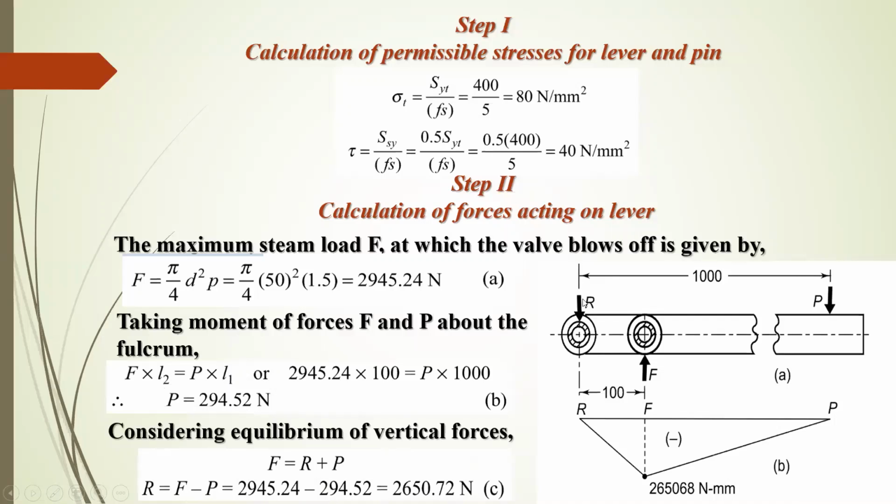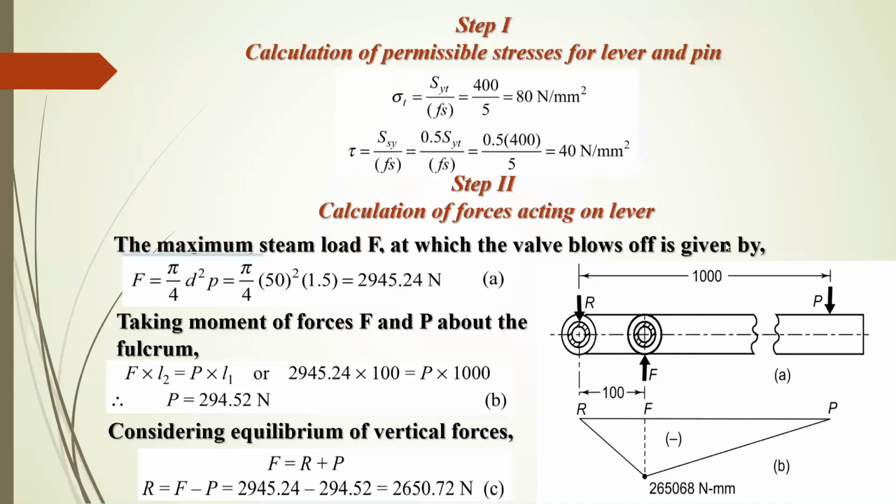So for the equilibrium, F, P and R are the downward forces, and F is the upward force. So F is equal to R plus P, by the equilibrium condition. So R is equal to F minus P. F and P we calculated here in equations A and B. So the reaction at the fulcrum pin is given by 2650.72 Newton. So that's how we can calculate the forces acting on the lever.